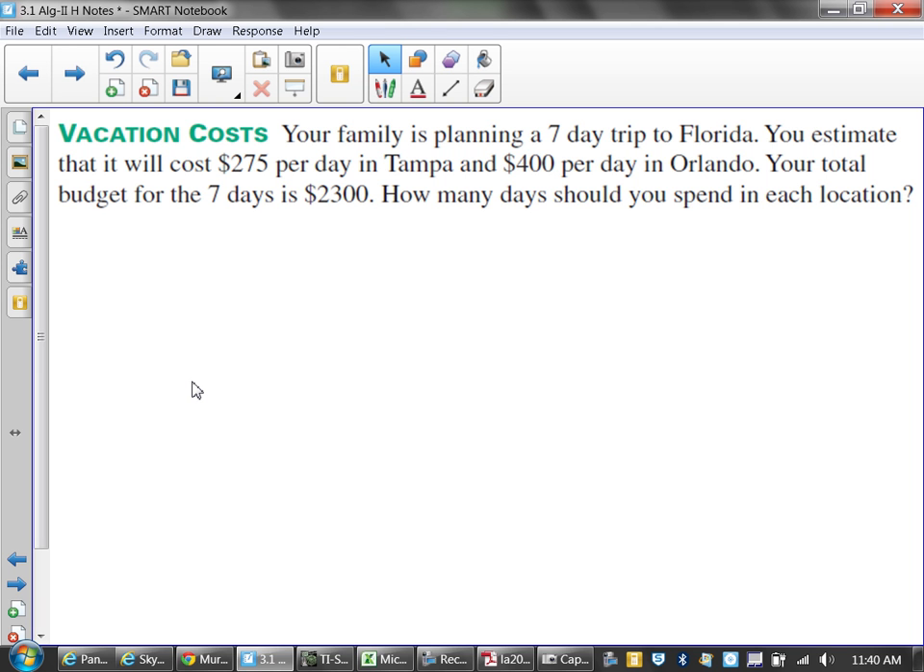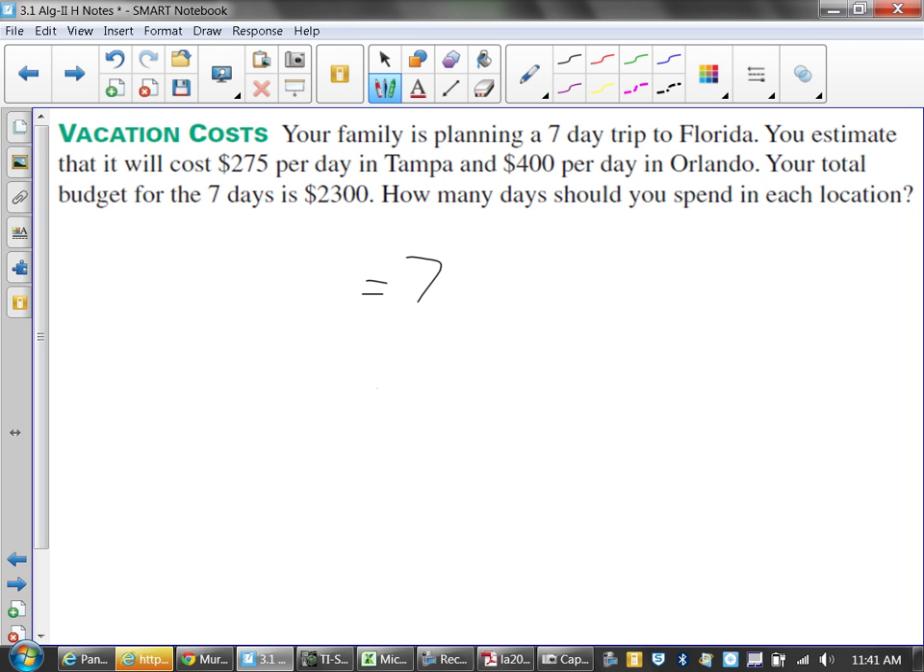So now what you have here is a system of equations, and you have to figure out the two or more equations to write out. What are the two things being discussed? One is the amount of days that you're going to be there, and the other is the total amount of money you have. So what's your total number of days? What's the total amount of money? You have two equations right away. Something has to equal 7, and something has to equal 2,300.